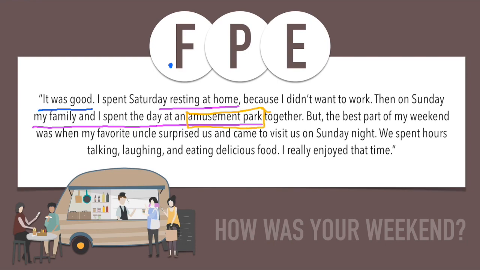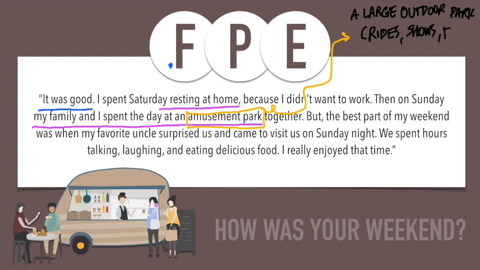Now, an amusement park, let's write it right up here, okay? An amusement park is just a large outdoor area that has lots of rides and amusements, okay? So a large outdoor park. But the key is there are rides that people can go on. There's also shows, and sometimes there's food. So different things like that. And we say it's an amusement park. Okay, so again, amusement park. Now, this is the proof that we needed that said it was a good weekend.